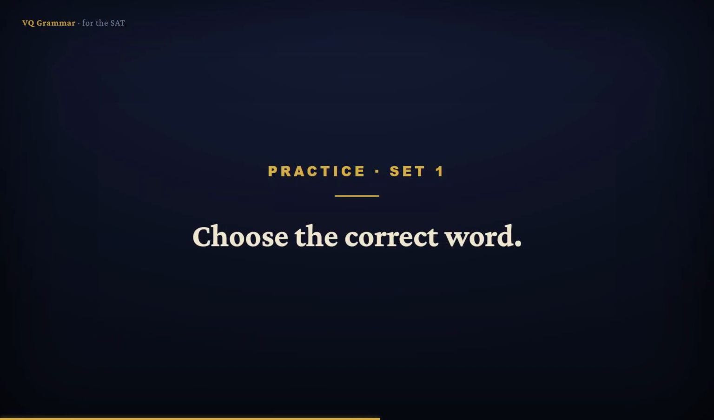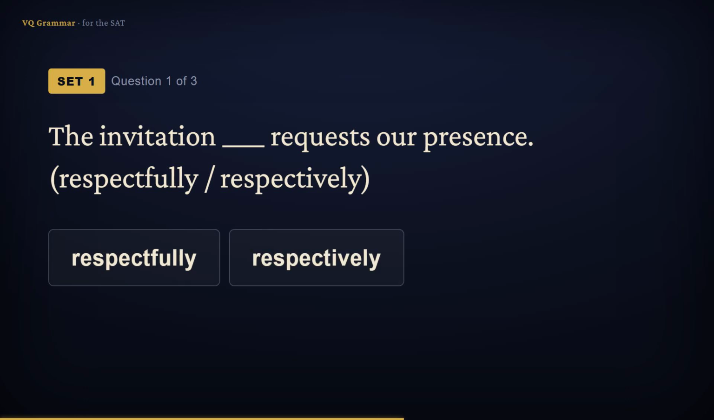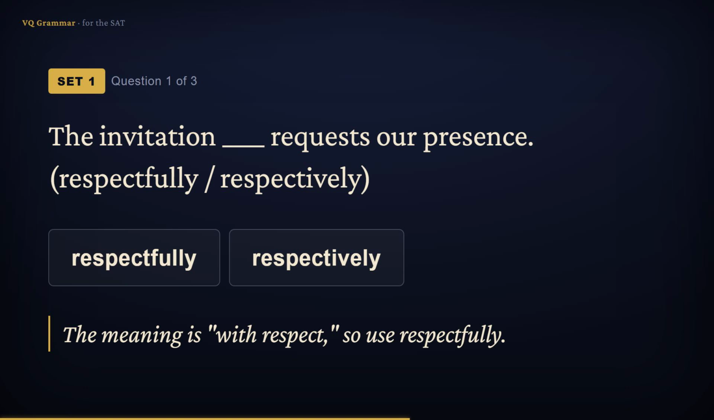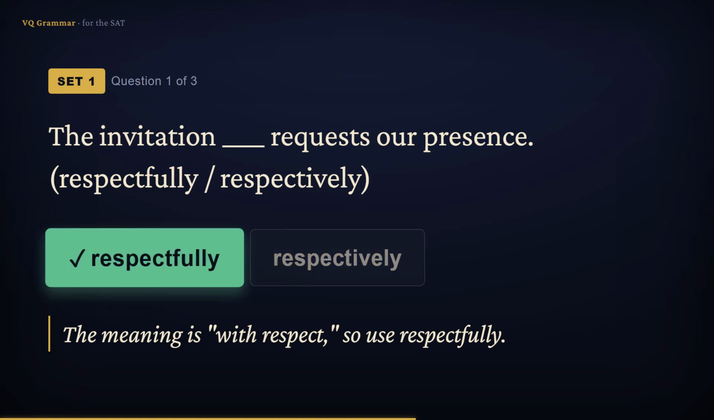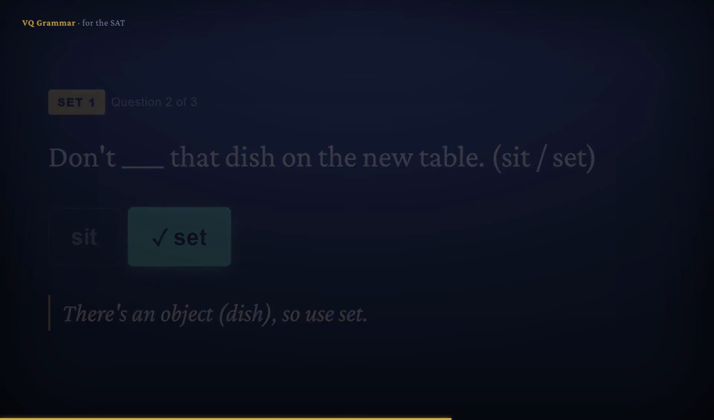Let's practice. Choose the word that fits. Pause and try each one before I answer. The invitation blank requests our presence at the wedding. The meaning is with respect, so the answer is respectfully. Don't blank that dish on the new table. There's an object, dish, so we use the place verb. So the answer is set.